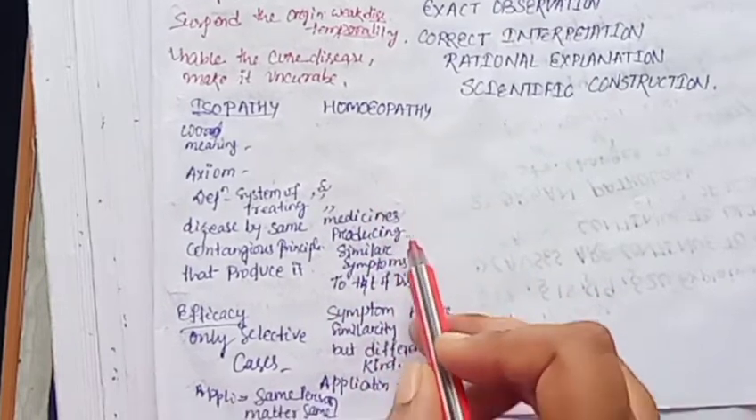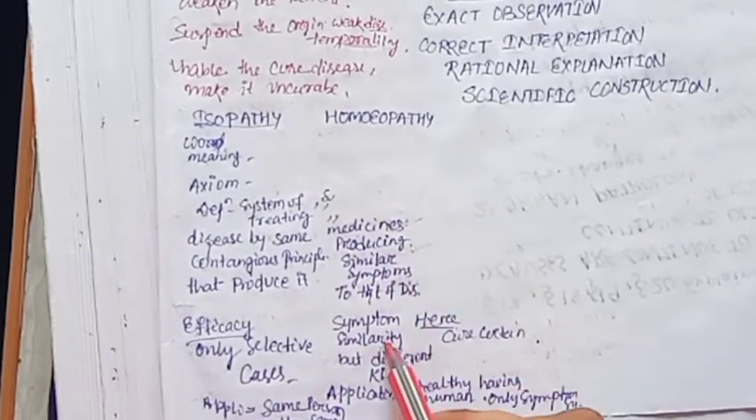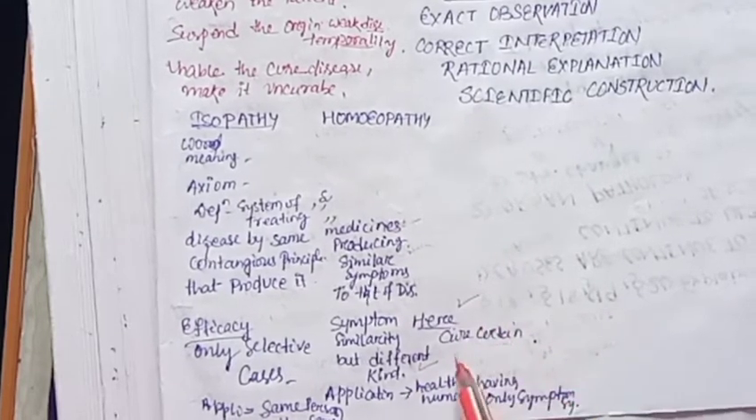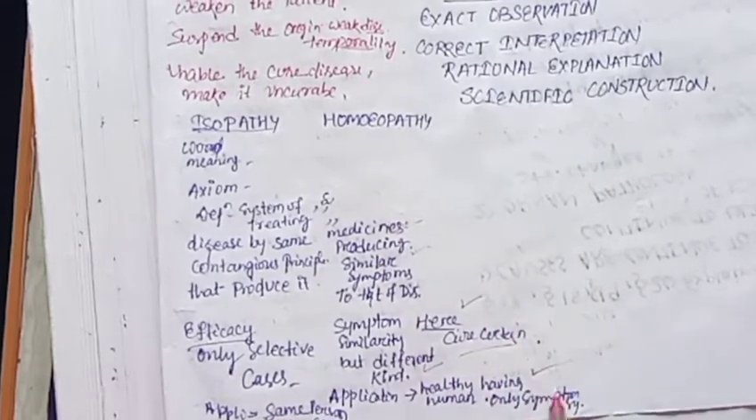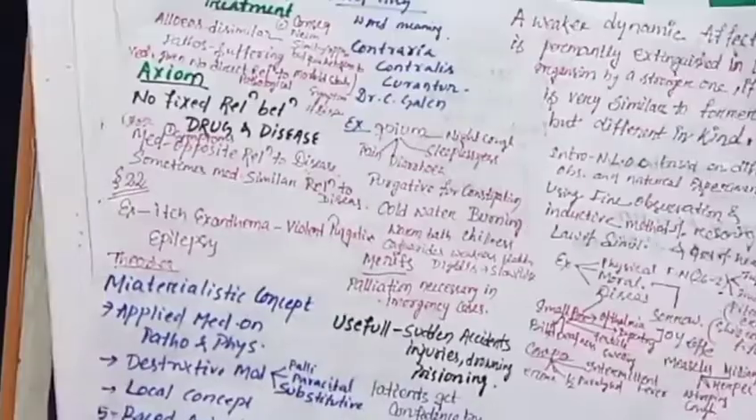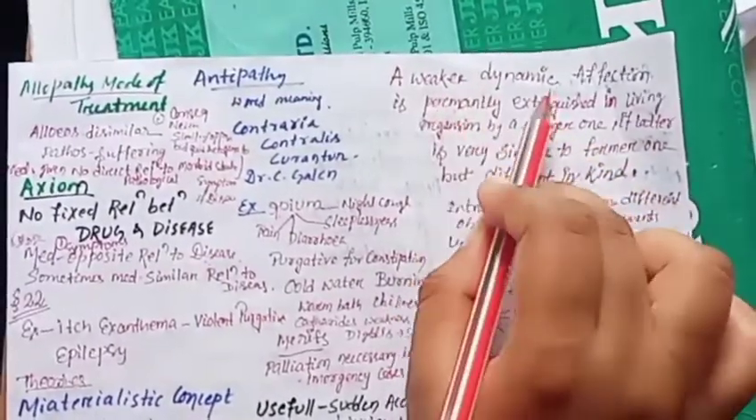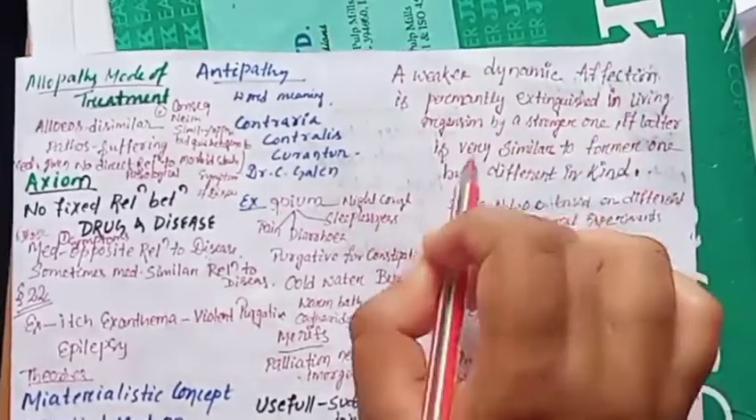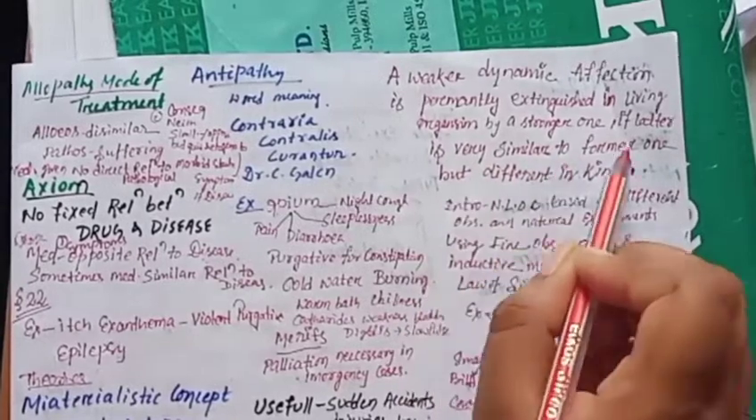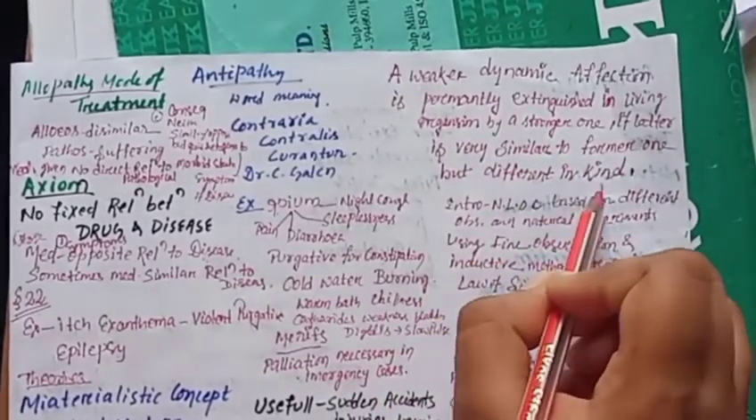But in homeopathy the medicine has symptoms similar to the disease, having symptom similarity but different in kind. Here the merit is that certainty is clear. It is applied to the healthy human being, and only if the symptoms correspond. Then nature's law of cure: the weaker dynamic affection is permanently extinguished in the living organism by a stronger one, if the latter is very similar to the former but different in kind.